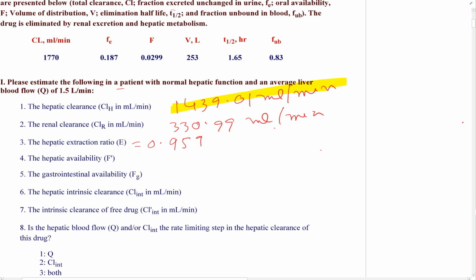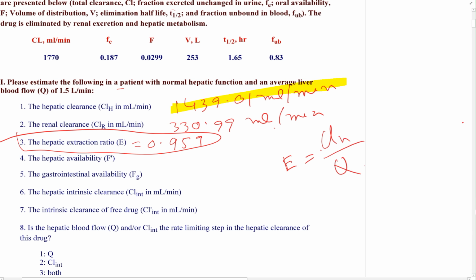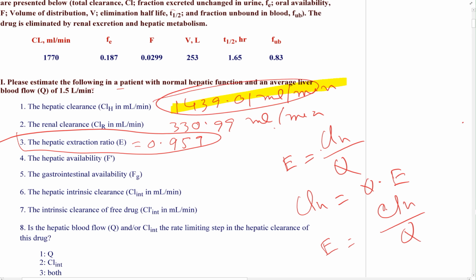For this extraction ratio, as I have shown in the class, you have to use this equation. E is equal to CLH divided by Q. This is the same equation, CLH is equal to Q times E, and then you put those equations. E is equal to CLH by Q. We know this is the CLH, and Q is from here. You just have to convert to milliliter per minute.